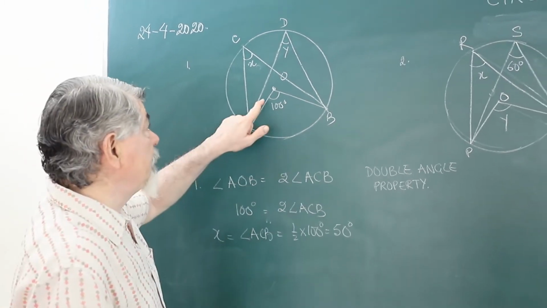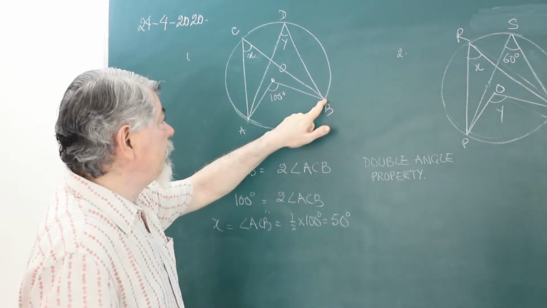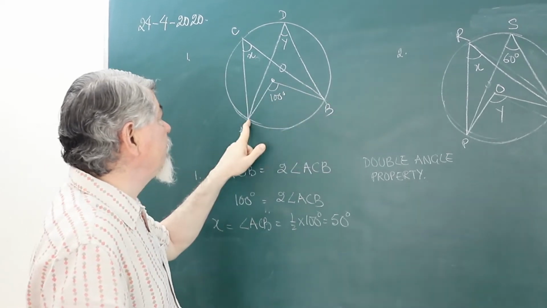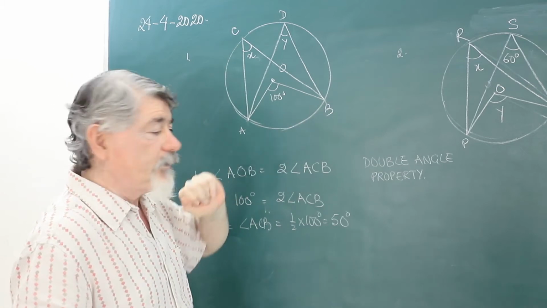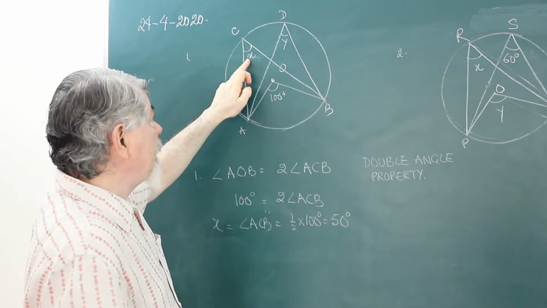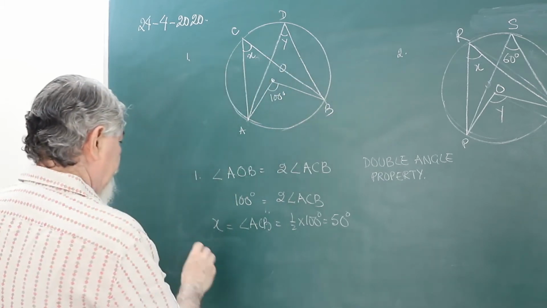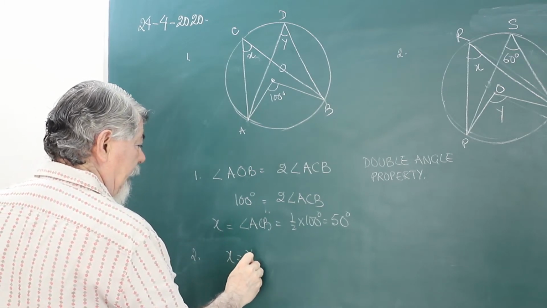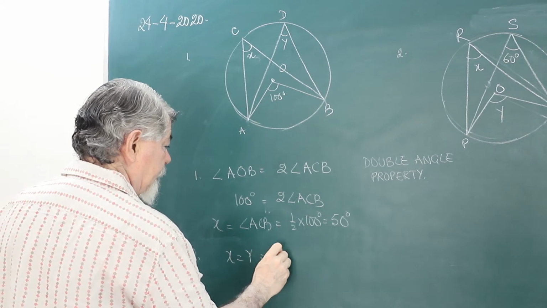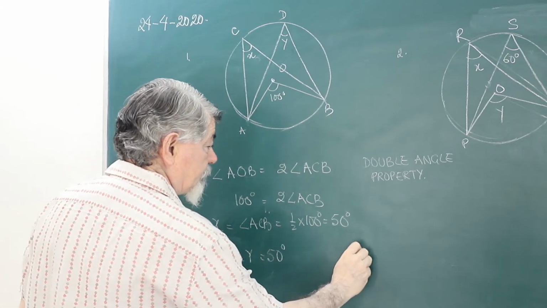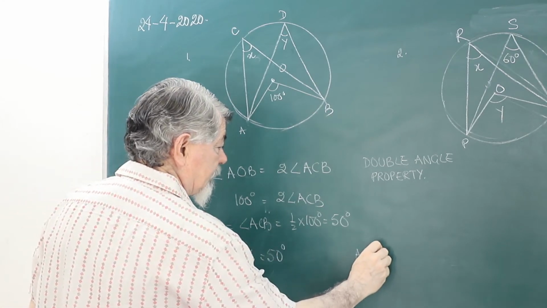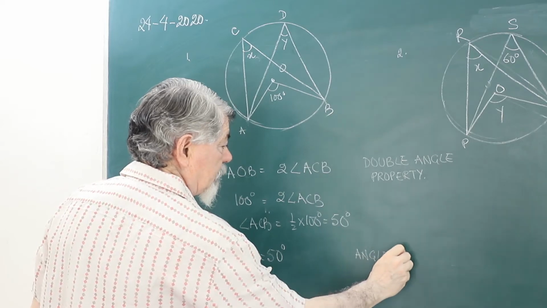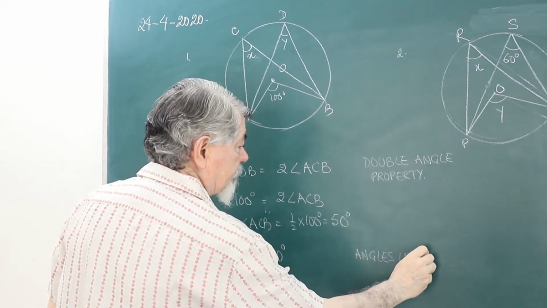The angle subtended by an arc at the center is double the angle which it subtends at the remaining part of the circumference. And X will be equal to Y. X is equal to Y, angles in the same segment.